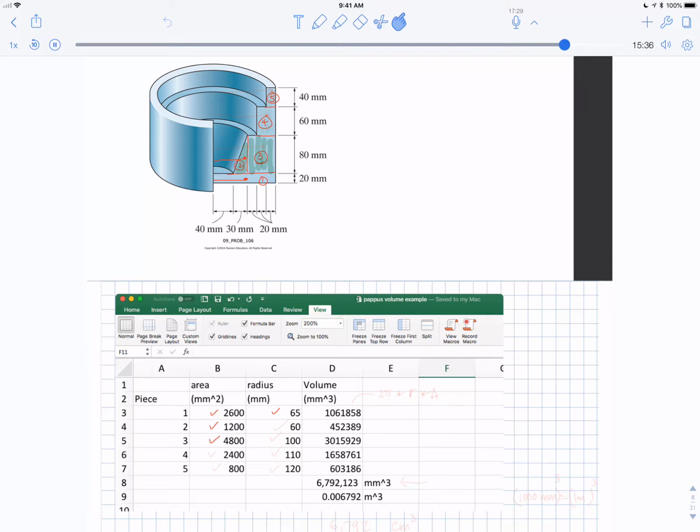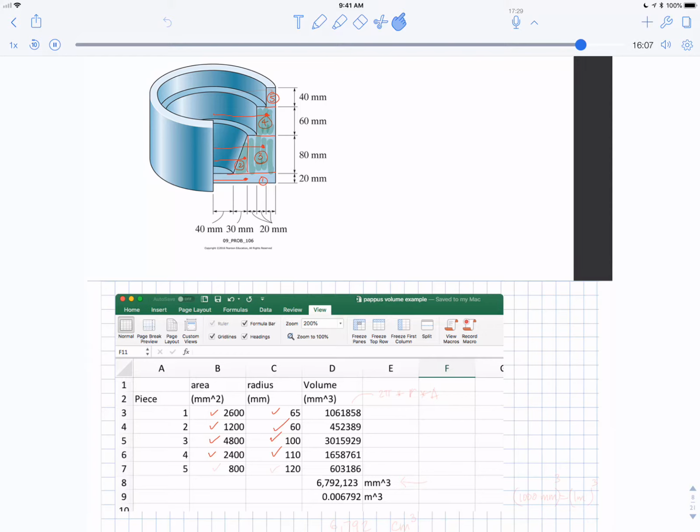And then I got the area of rectangle number 3, which was the largest piece, 4,800 square millimeters. And the radius, the distance from the center of spinning to that center there, happened to be exactly 100 millimeters. And piece number 4, this smaller rectangle up here, had an area of 2,400 millimeters, and the distance from there to the middle of that was 110 millimeters, if I did that right.